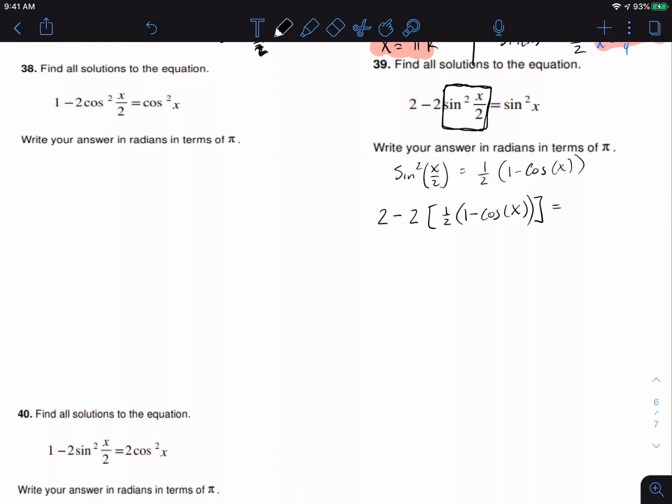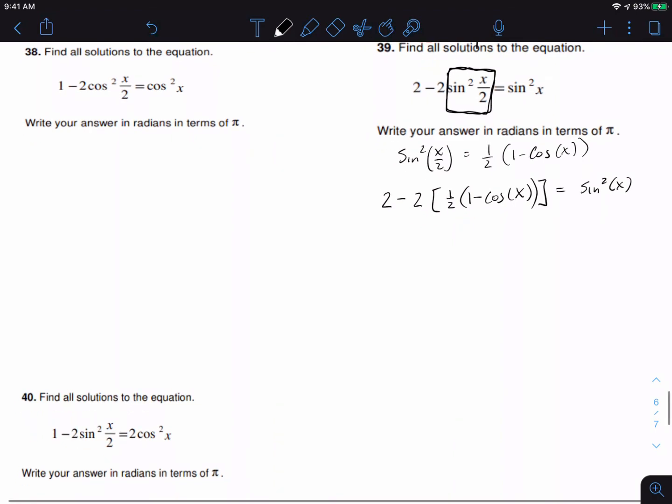That's going to equal sine squared of x. Are we okay with that? Okay, good. Now, from here, I'll distribute, so I'm going to get 2 minus. It's going to become 1 plus cosine of x is equal to sine squared of x.